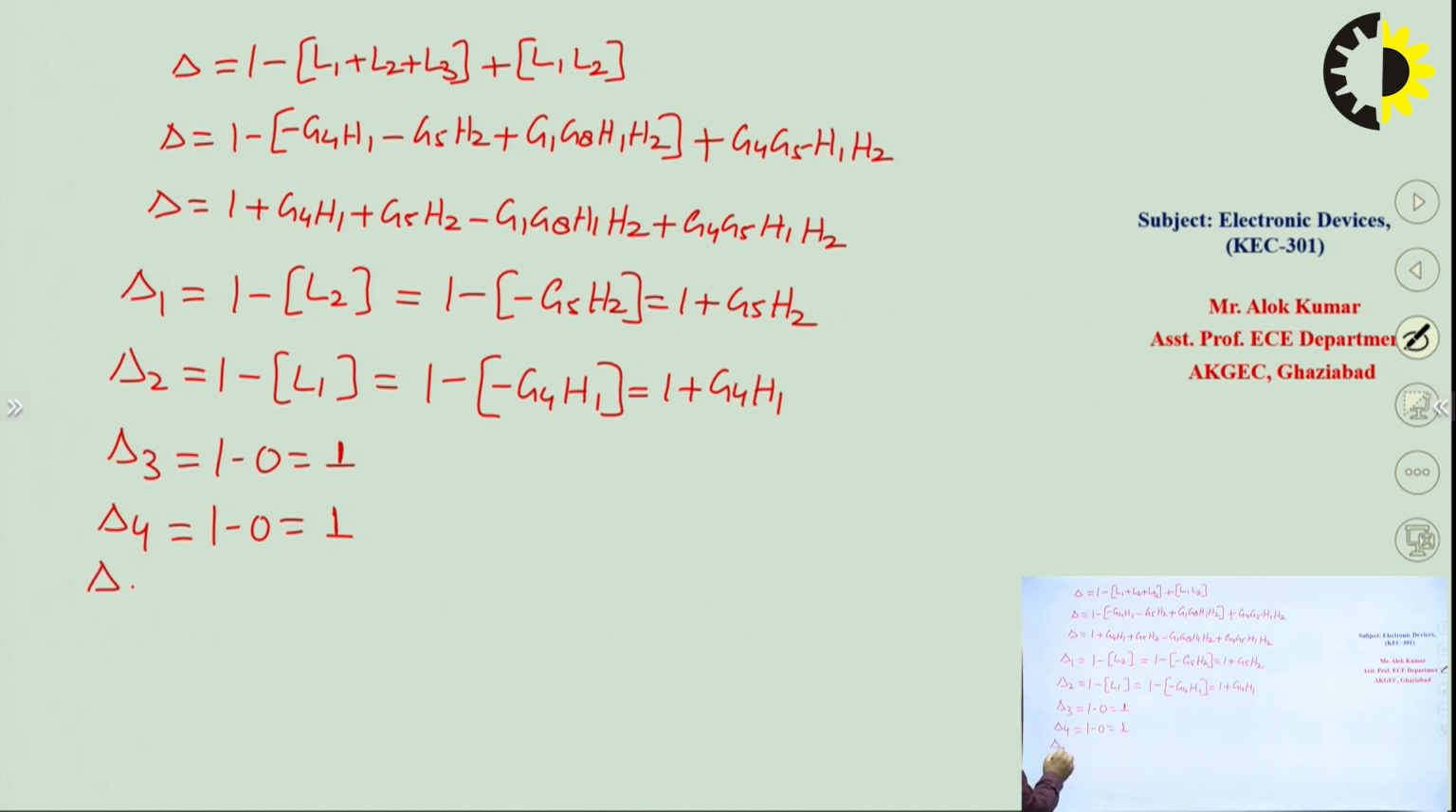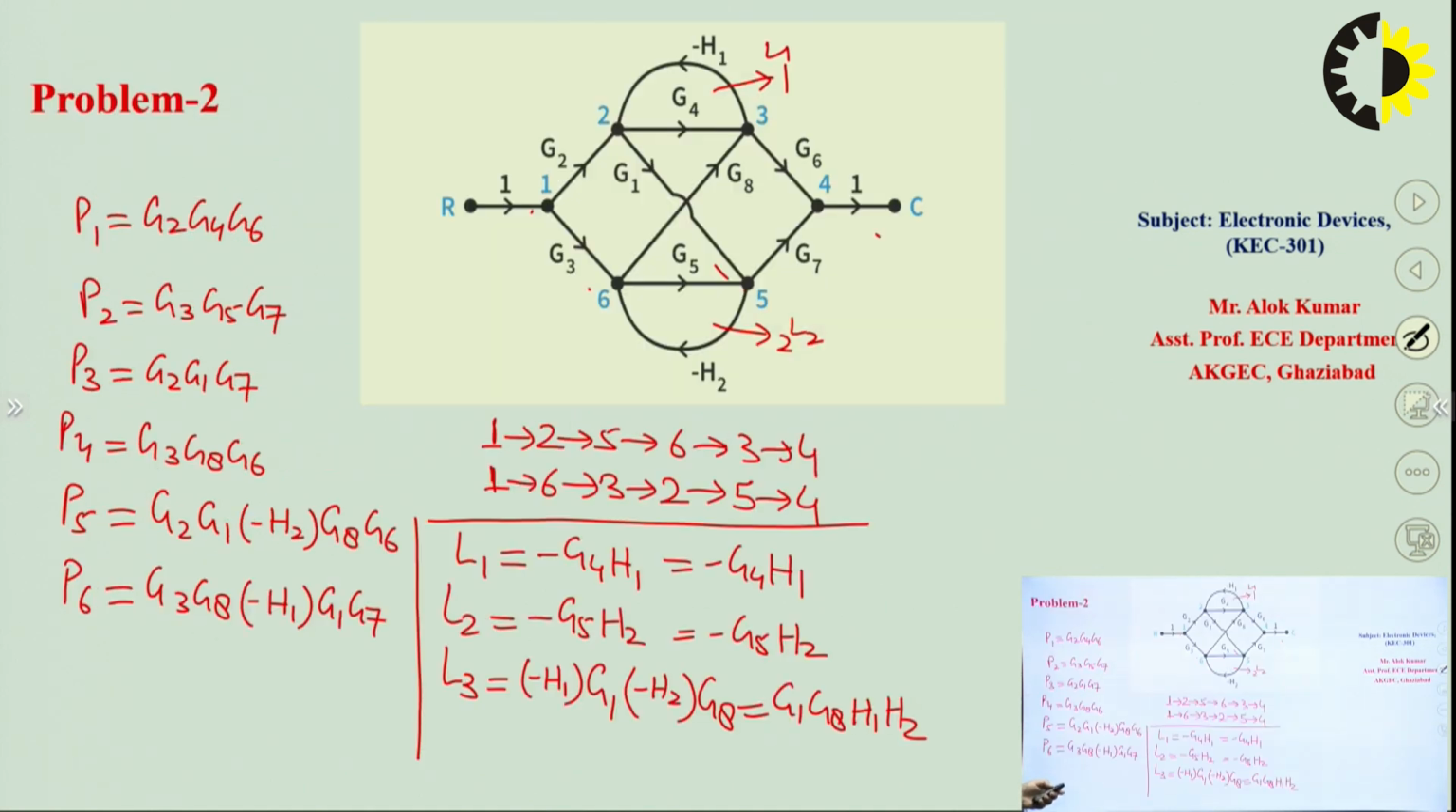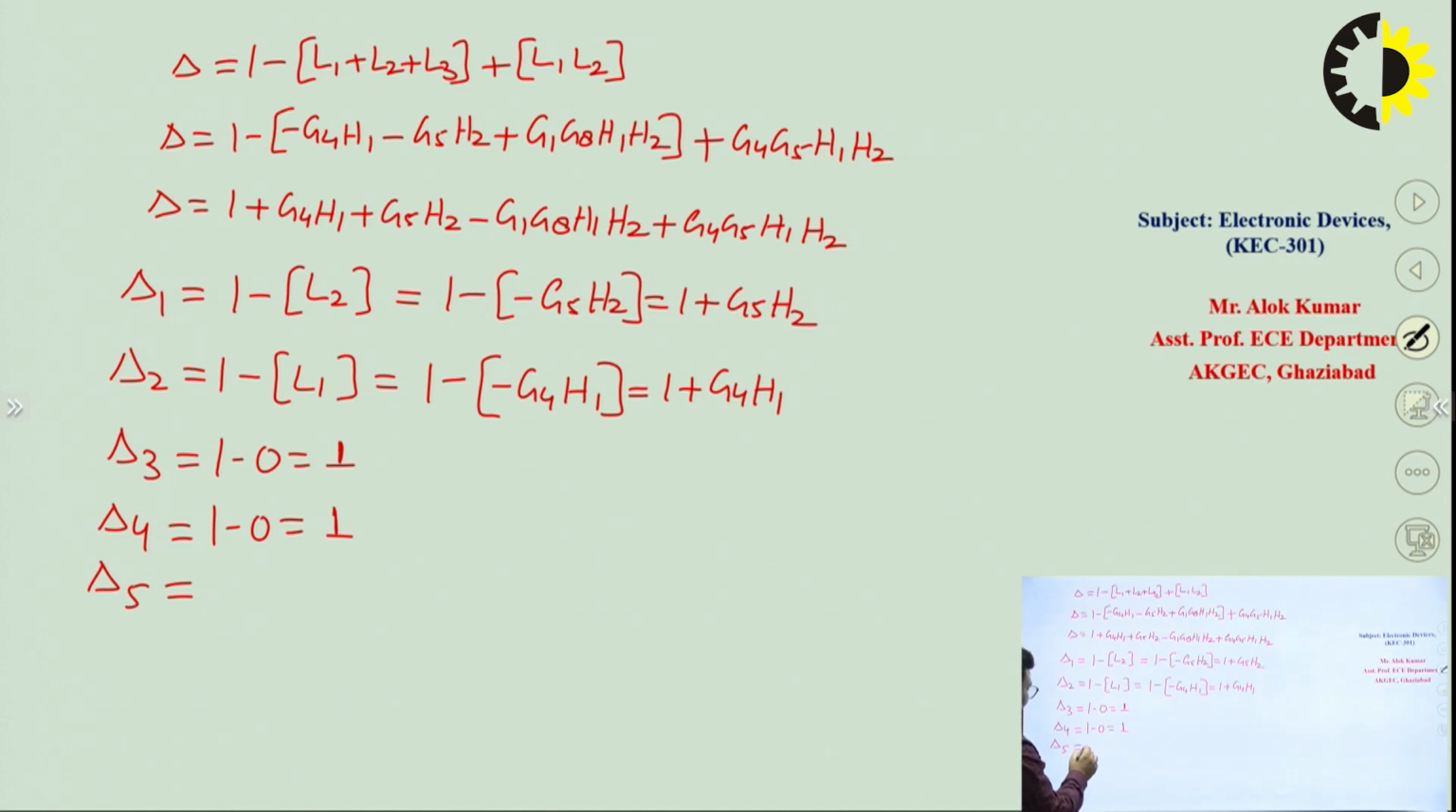Now we can find delta 5. Delta 5 will be related to forward path P5, which is G2, G1, H2, G8 and G6. Again all the loops are touching this forward path, and similarly when we come to forward path P6, in this also all loops are touching this forward path. So the value of delta 5 will be 1 and also the value of delta 6 will be 1.